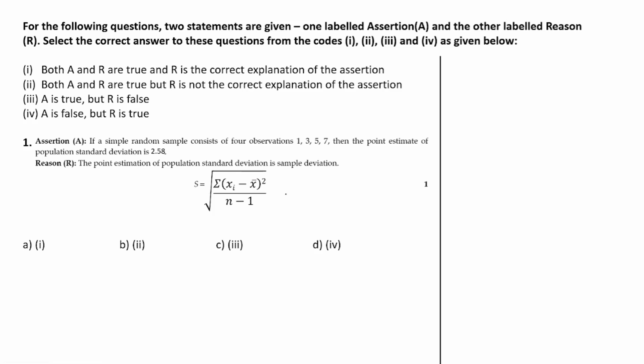So here we can see that the reason is true. Now let us check whether the assertion is true or not. It is given a sample consists of 4 observations 1, 3, 5 and 7. We have to check whether the point estimate of the population standard deviation is 2.58 or not using this formula. So here we have the xi's as 1, 3, 5 and 7. So x bar will be summation xi by n. So it is 1 plus 3 plus 5 plus 7 upon 4. This is 16 by 4 which is 4.